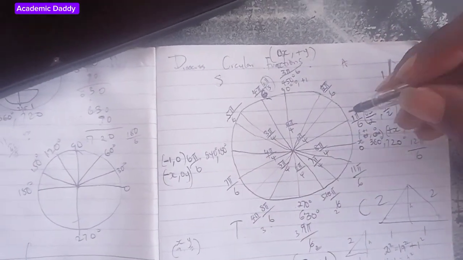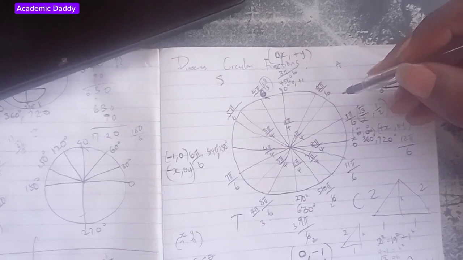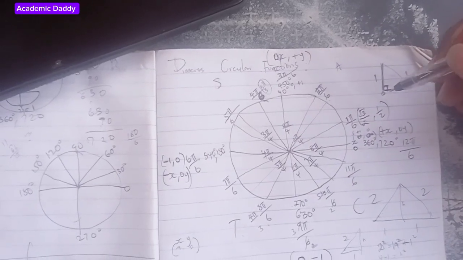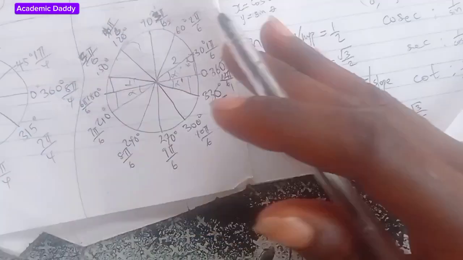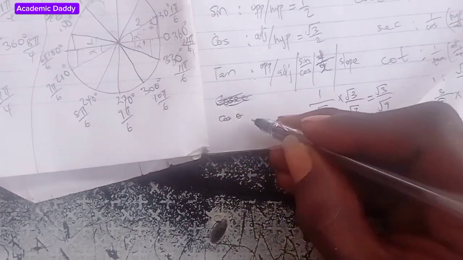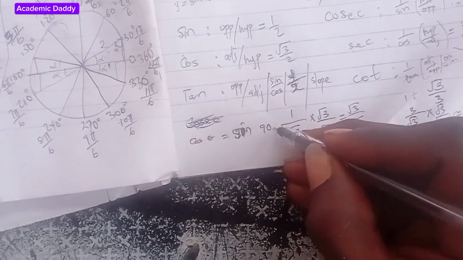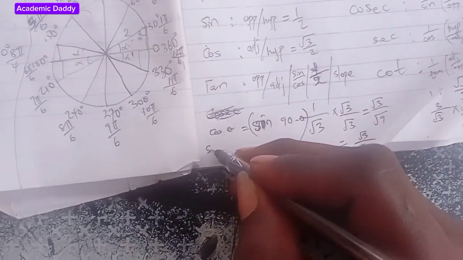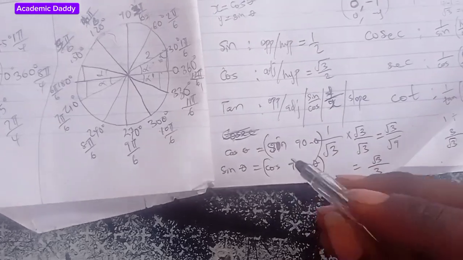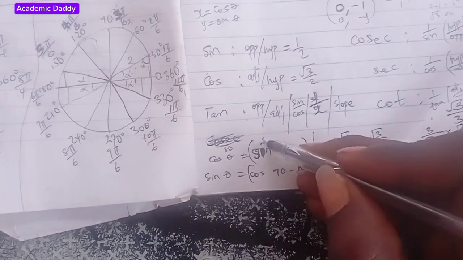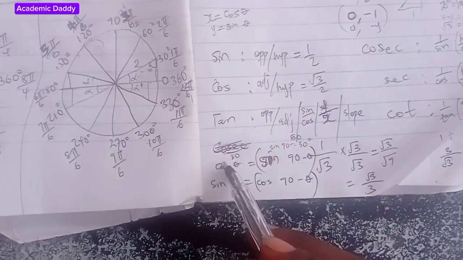Then if you come to this part of 60 now, you know that when you have cos 30, you normally follow this rule. Cos theta is equals to sine 90 minus theta. And sine theta is equals to cos 90 minus theta. So if I have, for example, cos 30, it's the same thing as saying sine 90 minus 30 degrees, which is the same thing as saying sine 60 degrees. So sine 60 is equals to cos 30.